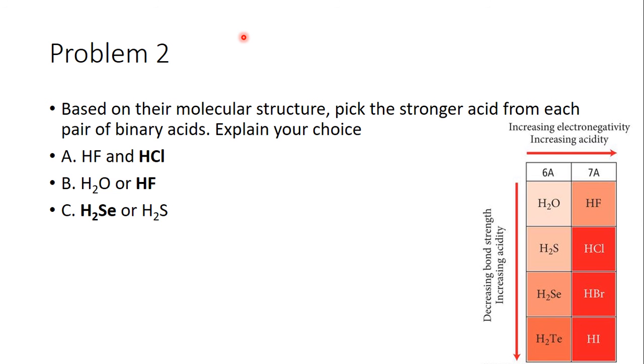All right, so the last two problems are just looking at trends, so there's nothing complicated here. On a binary acid, as you move from left to right on the periodic table, your acid becomes more acidic. As you go further down on the periodic table, it also becomes more acidic. And acidic just means how likely you are to lose your hydrogen. So HF versus HCl: HCl is further down, so more acidic. H2O versus HF: HF is further to the right, more acidic. H2S versus H2Se: Se is further down, so more acidic.